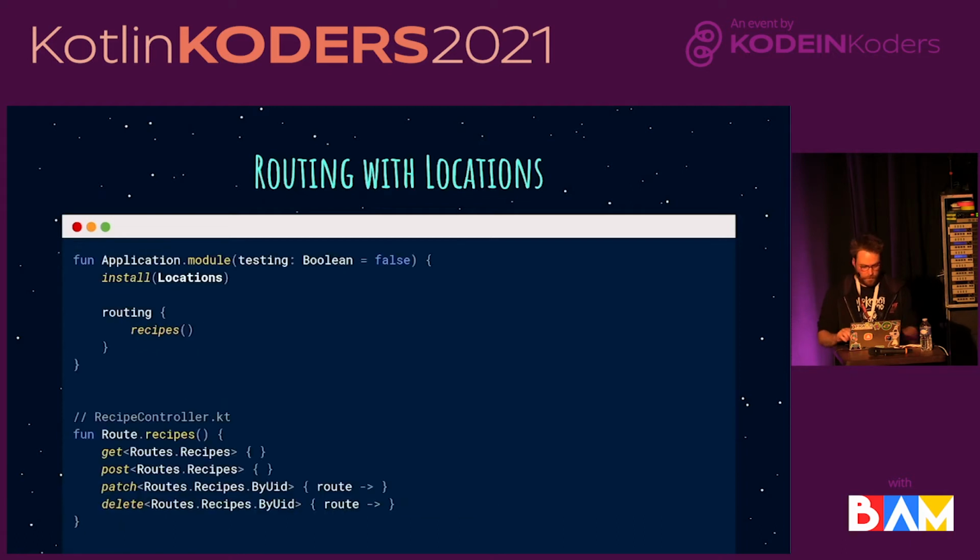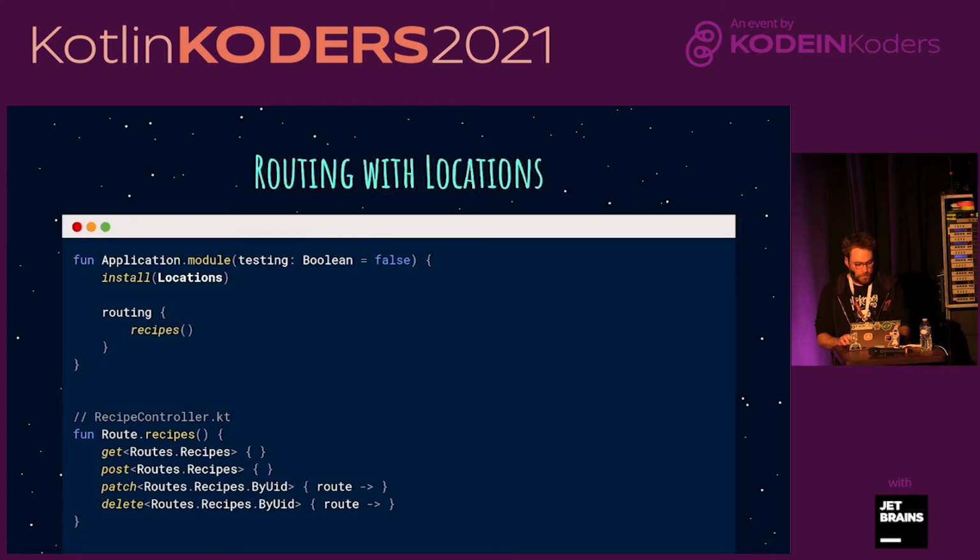So back in the application, in the Ktor microservice, on the module part, I'm gonna install the locations feature. And then I'm going to define the lambda routing and define the recipes route. So I'm going to create an extension function on the route and define all the methods I want, like get the recipes, post a new one, update a recipe given an ID, or simply delete the recipe I don't want anymore.